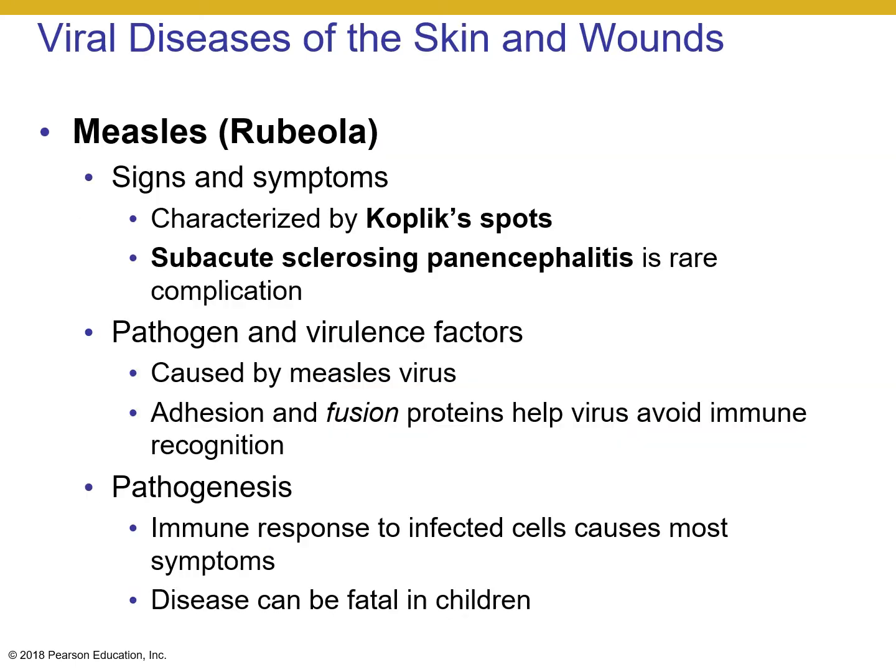Okay, what about rubeola? Rubeola is what is normally called the measles. We have 3-day measles and 7-day measles. Rubeola can be diagnosed by looking for Koplik spots in the mouth. It can cause some really nasty disease, but usually in someone who is already immunocompromised. The virus can cause proteins to adhere and fuse so that the virus can avoid the immune system.